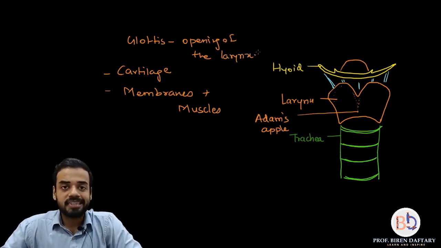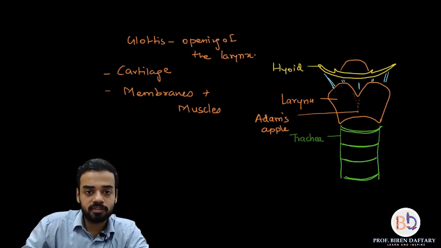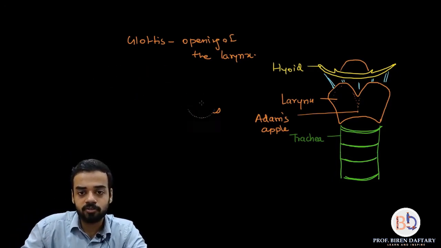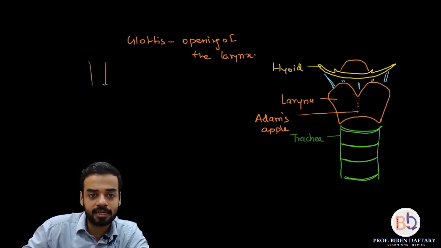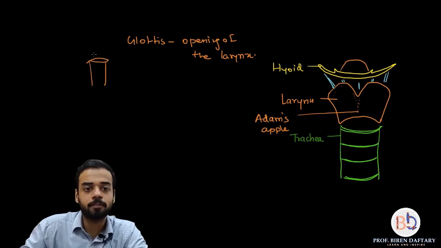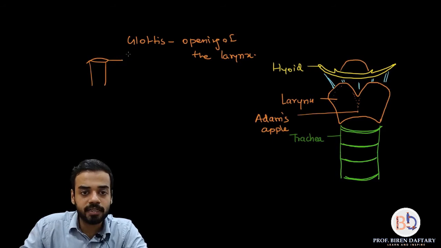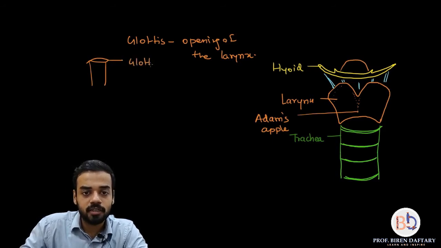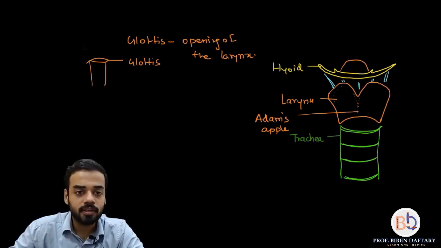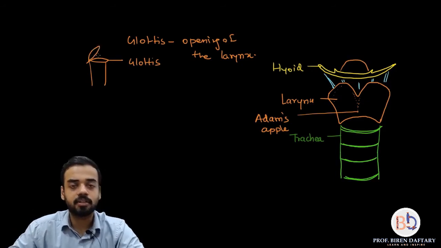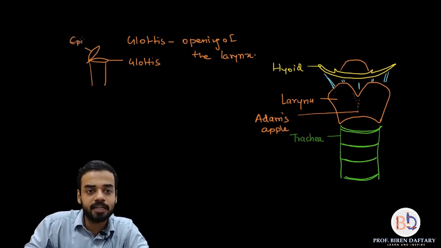Now there is a protective mechanism. Let me draw a simpler diagram here. I will rub this off so that you can understand. Imagine this is the larynx, and this is the opening part of the larynx, and above this is the laryngopharynx. This opening is called the glottis. On the glottis there is a protective mechanism, a valve-like, lid-like structure which can open and close, and that is called the epiglottis.